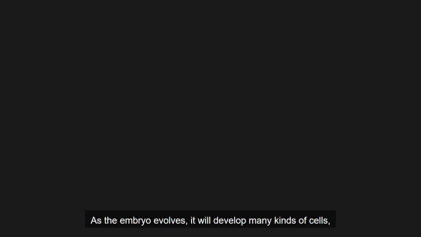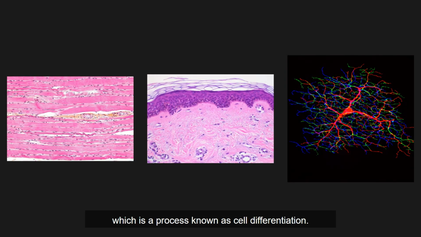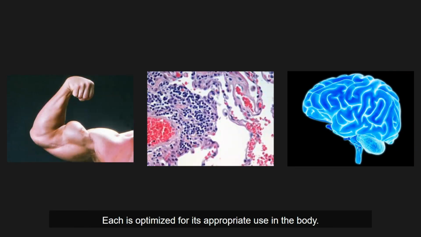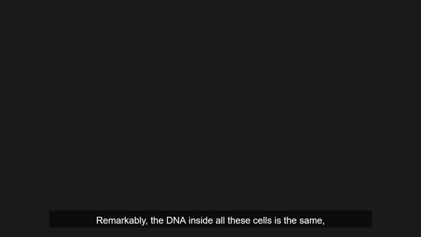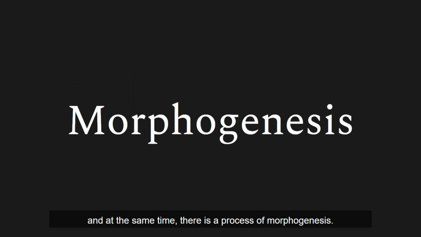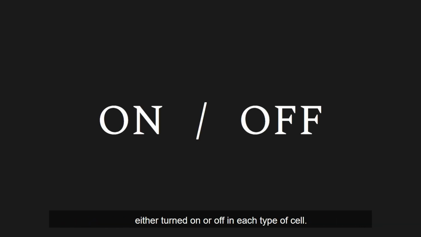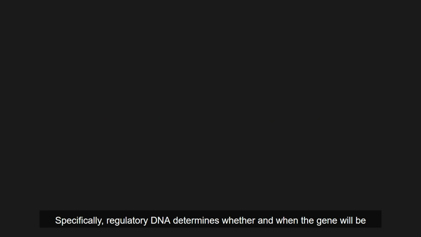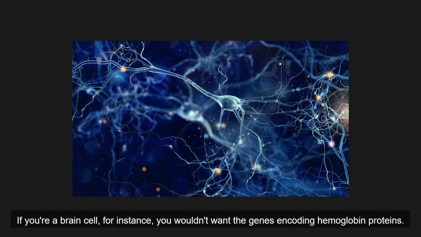As the embryo develops, it will form many kinds of cells, such as tissue cells, muscle cells, or neurons, which is a process known as cell differentiation. Each is optimized for its appropriate use in the body. Remarkably, the DNA inside all these cells is the same, and at the same time, there is a process of morphogenesis. What makes cells differ from one another is that different genes in the DNA are either turned on or off in each type of cell. Specifically, regulatory DNA determines whether and when the gene will be expressed or turned on in a particular type of cell. If you're a brain cell, for instance, you wouldn't want the genes encoding hemoglobin proteins.